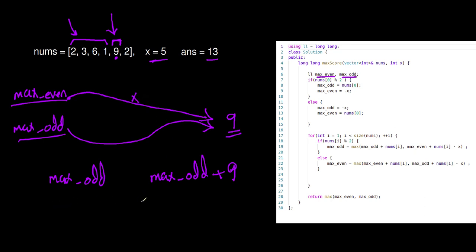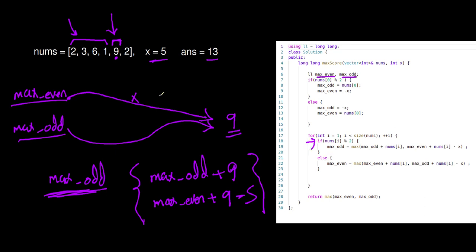So in this case max even plus 9 minus x, which is 5. So max odd will be the maximum of these two values. So here we check if the current value is odd, like this one, the max odd will be the maximum of odd plus the current value, or from even plus the current value with cost of x.